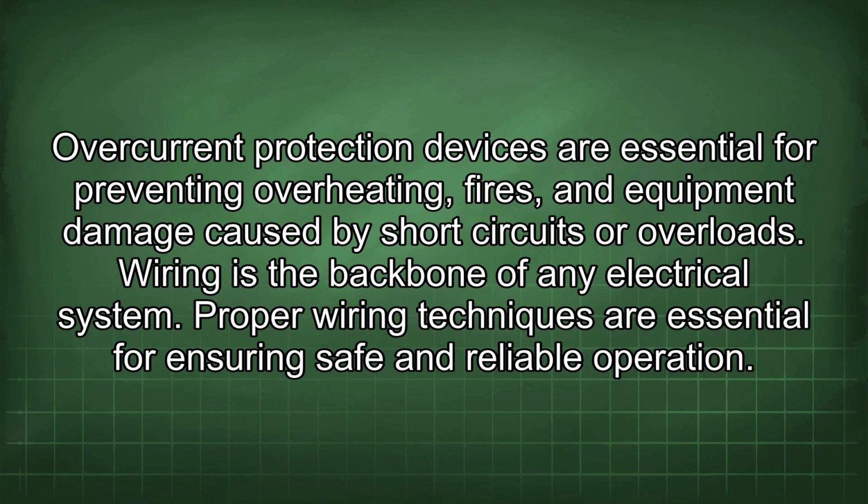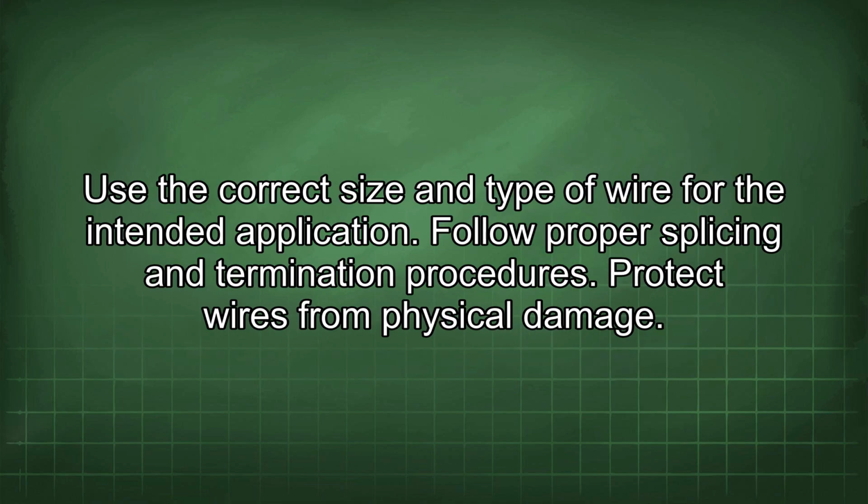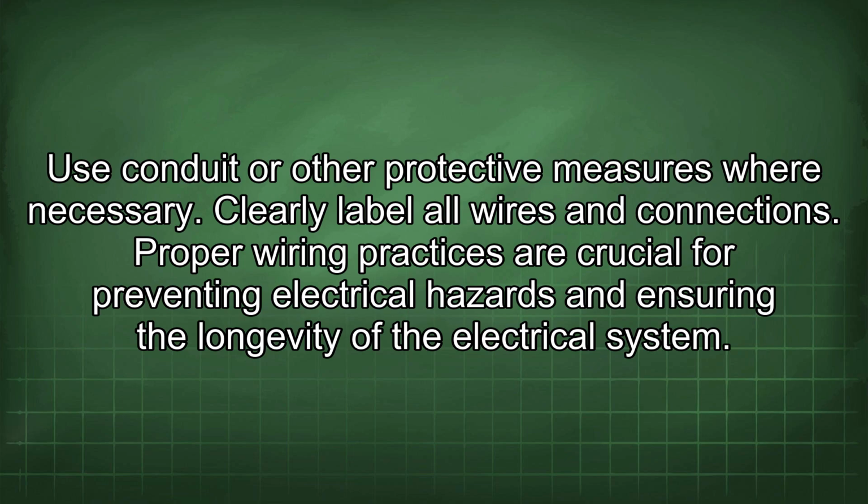Wiring is the backbone of any electrical system. Proper wiring techniques are essential for ensuring safe and reliable operation. Use the correct size and type of wire for the intended application. Follow proper splicing and termination procedures. Protect wires from physical damage. Use conduit or other protective measures where necessary. Clearly label all wires and connections. Proper wiring practices are crucial for preventing electrical hazards and ensuring the longevity of the electrical system.